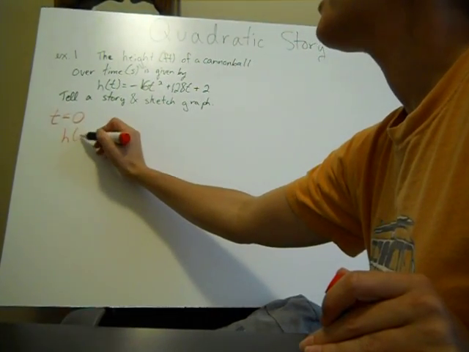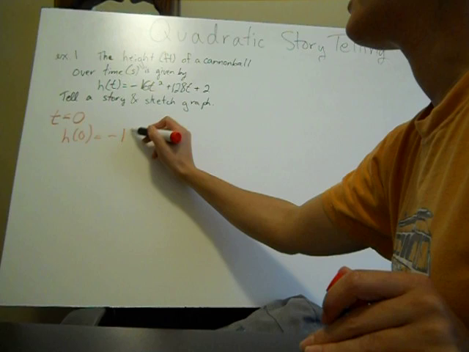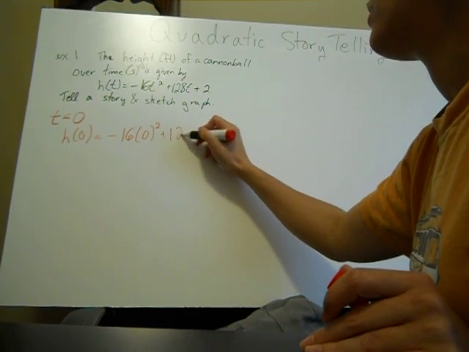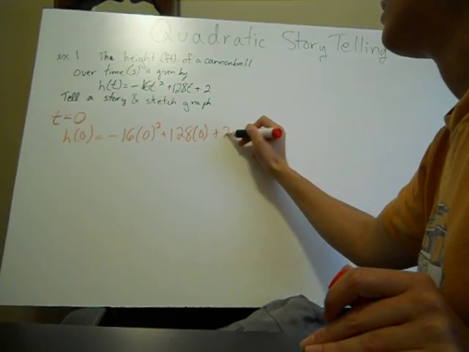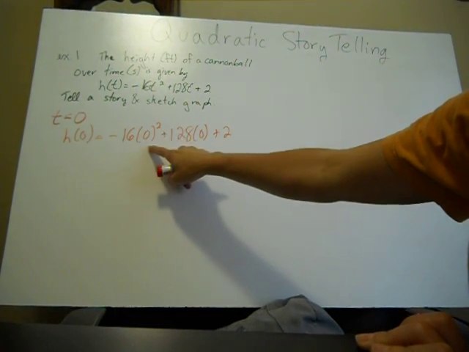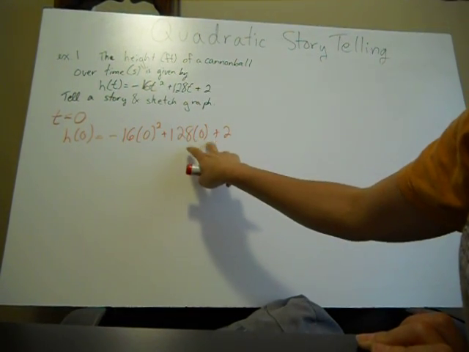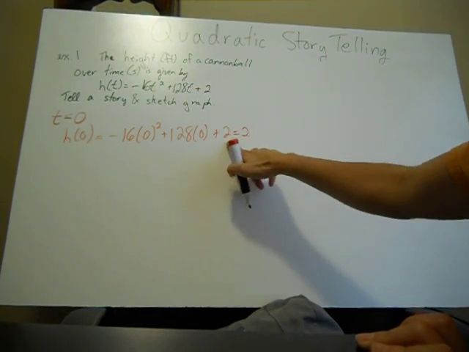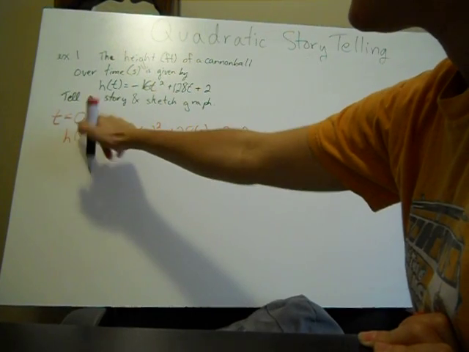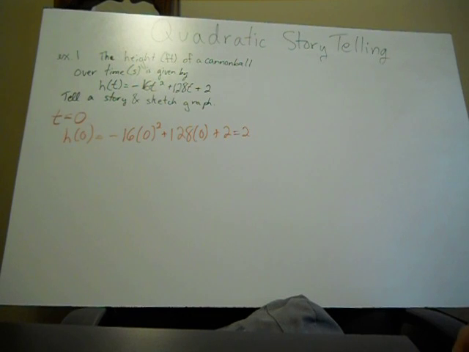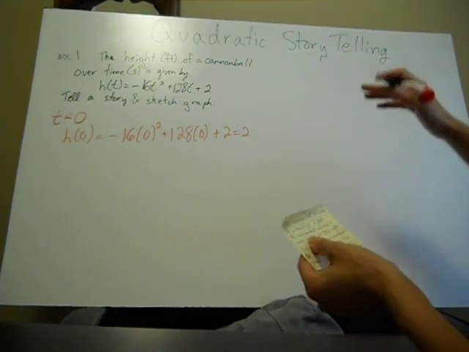So when you put 0 into the function, which means you're substituting in 0 every single place there's a t, what you're going to find is that 0 squared is 0, 0 times that is 0, 128 times 0 is 0. So what you just get is this number at the end, your constant. So that means after 0 seconds, the height of the cannonball was 2 feet. And what that really means is that that's probably like the height of the cannon itself.